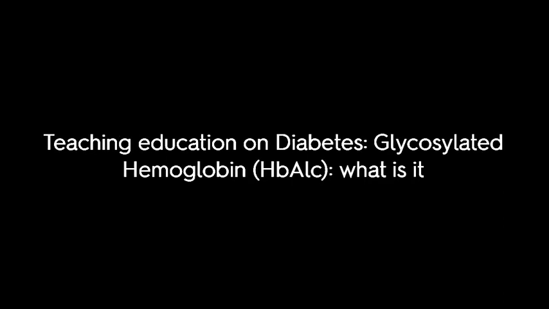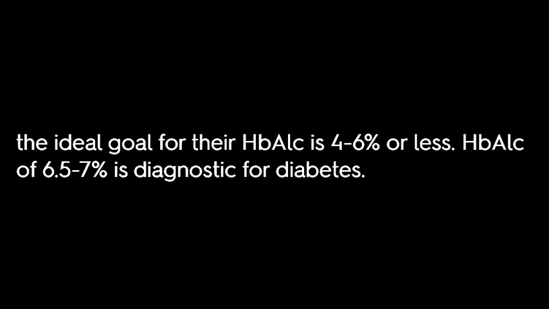Teaching and education on diabetes: glycosylated hemoglobin, what is it? It's a blood test that gives an average of what your blood sugar has been over the past 3 months. What are the values of HbA1c? The ideal goal for their HbA1c is 4-6% or less. An HbA1c of 6.5-7% is diagnostic for diabetes.